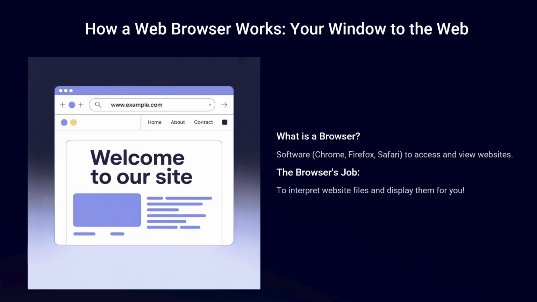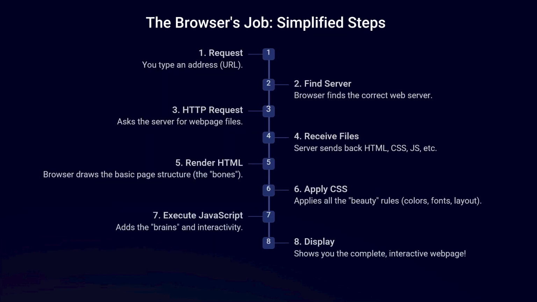Finally, let's look at your web browser, whether it is Chrome or Firefox or Safari. Here's what it does when you load a page. You type in a web address, the browser finds the right server, sends an HTTP request, receives files in the form of HTML, CSS, JavaScript, builds the page from HTML, styles it using CSS, runs JavaScript, and shows you the final page.